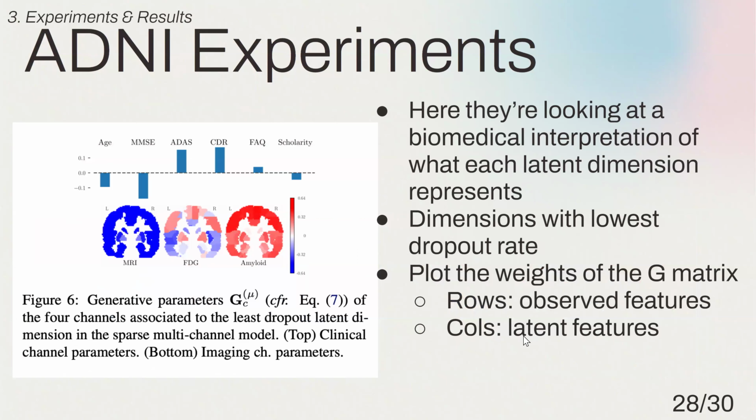And then the G matrix that we talked about earlier, which is the generative matrix: the rows of this matrix represent the observed features that we have, and the columns represent the latent features that the model learned. So they plotted the dimensions with the lowest dropout rate, which signify the most important dimensions that their model learned. And this is what they found after doing that.